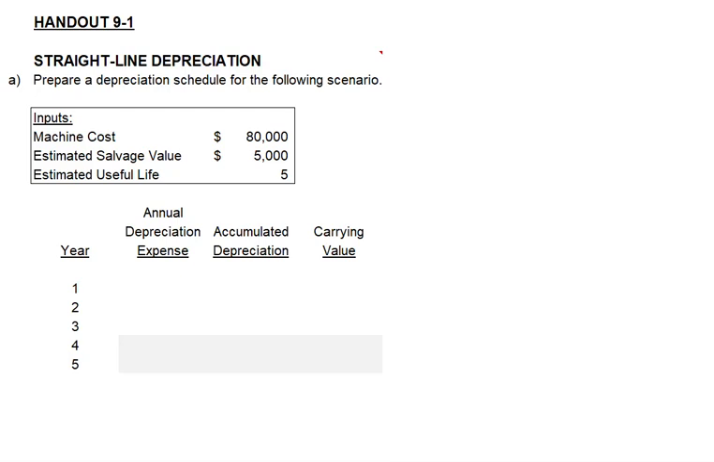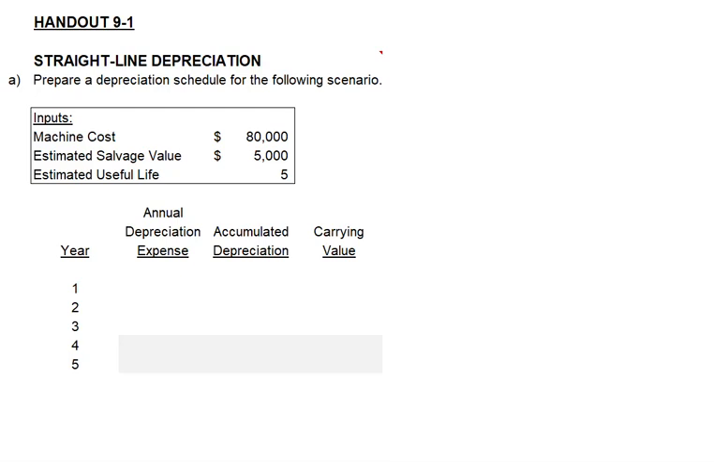So the cost that we want to match with future revenues is the difference between that machine cost of $80,000 and our estimated salvage value of $5,000. So we've got $75,000 in cost, which we often call the depreciable base, that we want to match with future revenues. And we're going to do it the straight line method over a 5-year period.